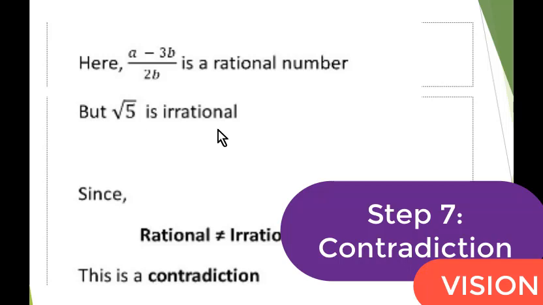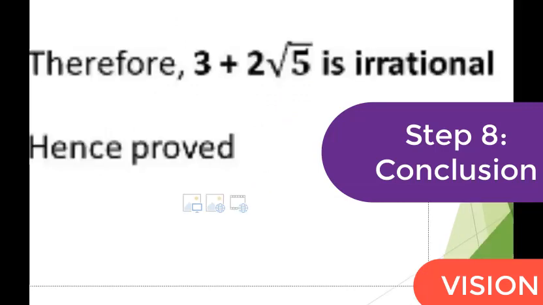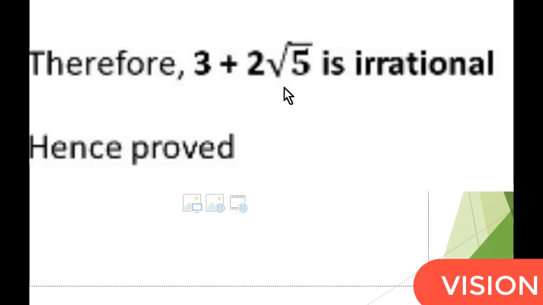Normally root 5 is an irrational number. a minus 3b divided by 2b is a rational number. So between the left side and the right side we are getting a contradiction. So our assumption is incorrect. In this situation we come to the 8th step, that is the conclusion: 3 plus 2 root 5 is irrational, hence proved. This is the smallest problem compared to the previous problem. In the previous problem only root 5 was given to prove irrational. Here 3 plus 2 root 5 is given, so we can conclude in a very easy manner, skipping 3 steps compared to the first problem of the second exercise.